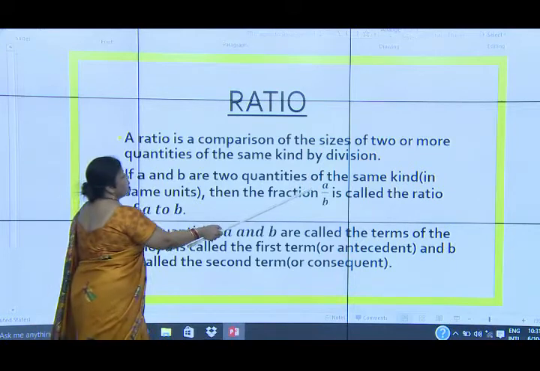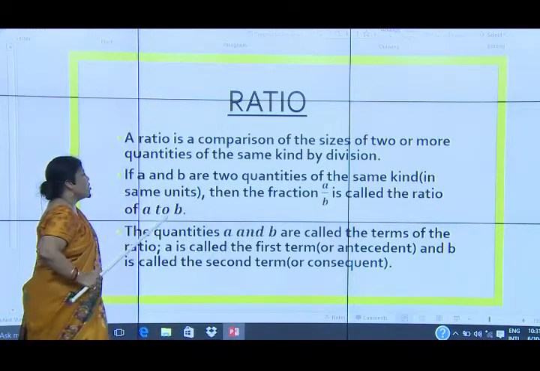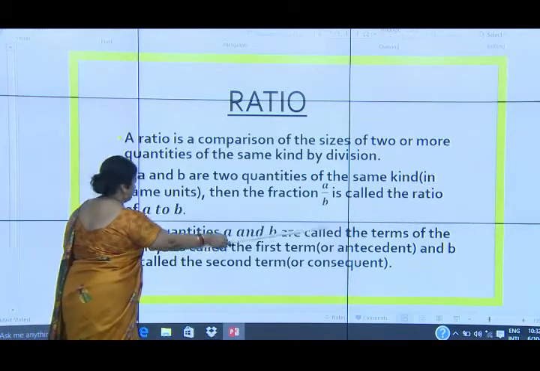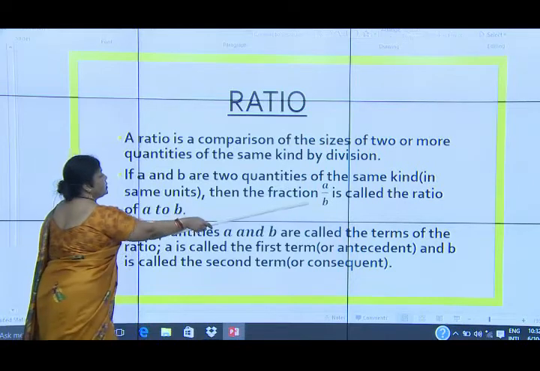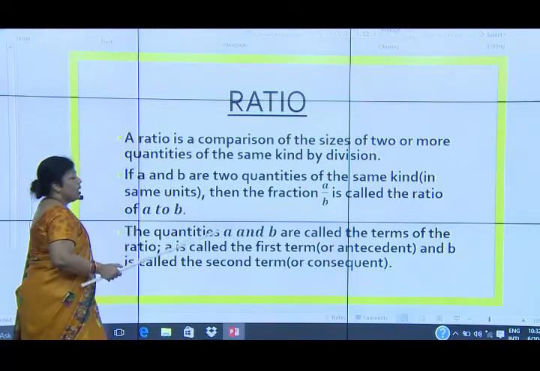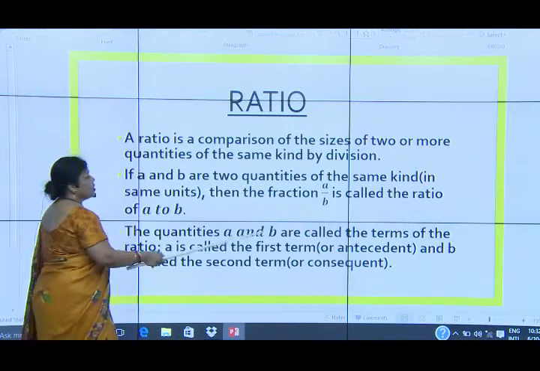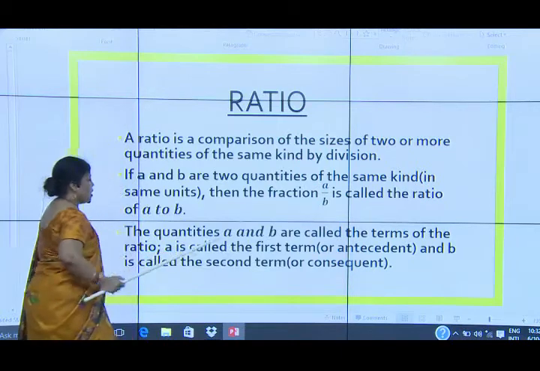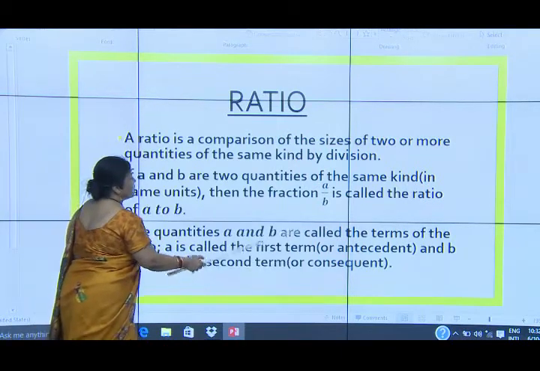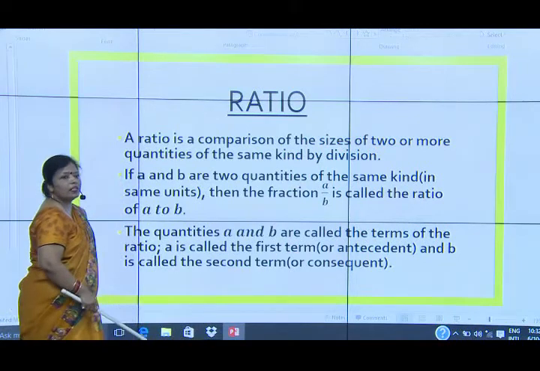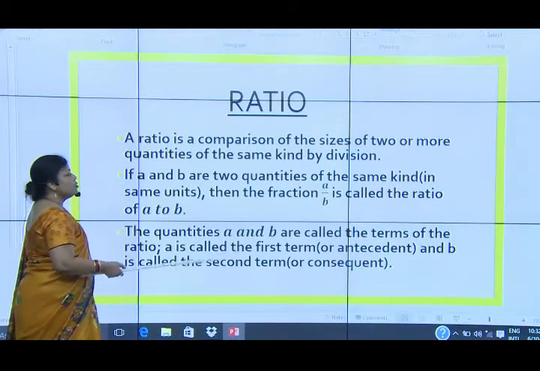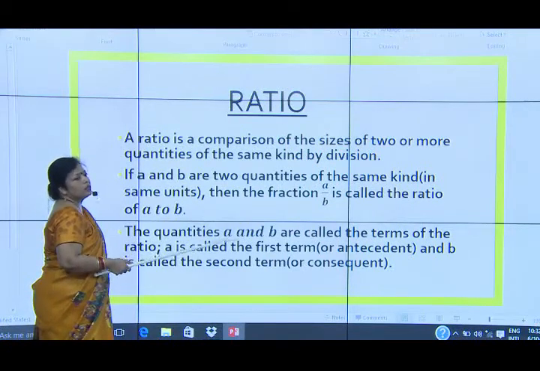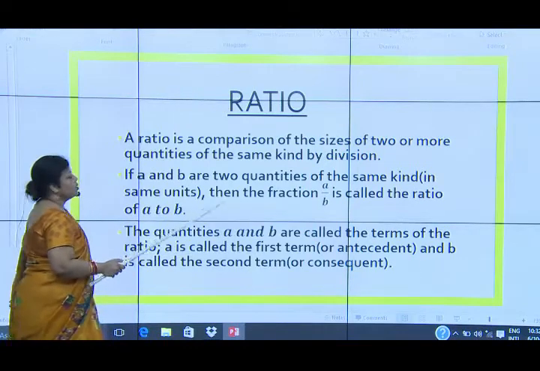Then the fraction A upon B is called the ratio of A to B. The quantities A and B are called the terms of the ratio. A is called the first term, that is known as antecedent, and B is called the second term or consequent. So if the ratio is given in the form of 3:4, then 3 is known as the first term, the antecedent, and 4 is known as the second term, the consequent.